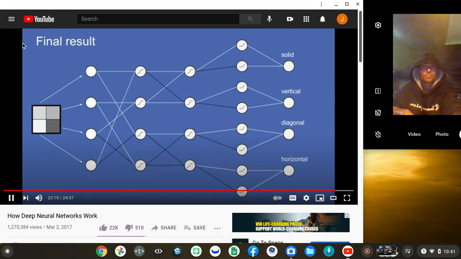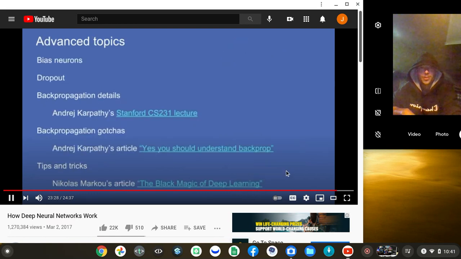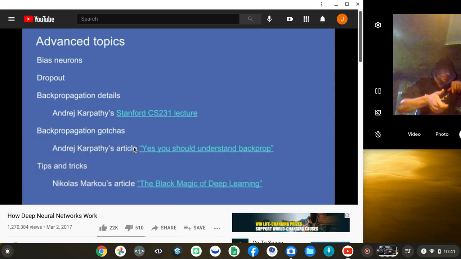It's just doing the best it can to get as close as possible to the right answer across all of these: solid, vertical, diagonal, horizontal.